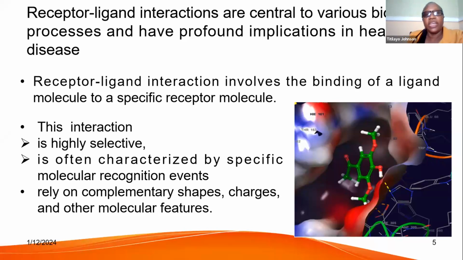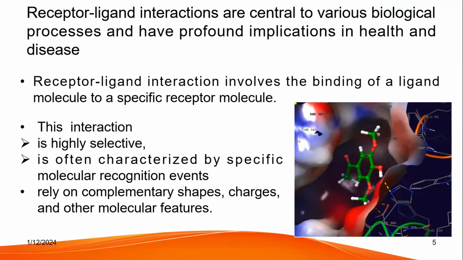Receptor ligand interaction, like I said, involves the binding of a ligand molecule to a specific receptor molecule. It's a biological process. It takes place within the cells. There are a lot of receptors in the cell. When a ligand binds to elicit some interactions, such interaction is highly selective, characterized by specific molecular recognition events, which is the biochemical basis for molecular docking, molecular recognition.